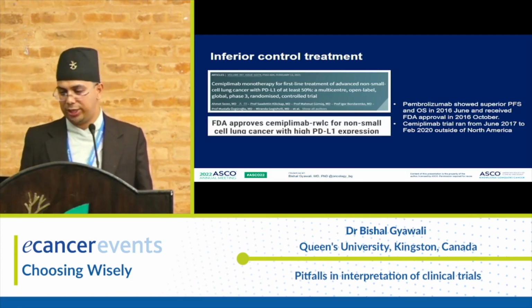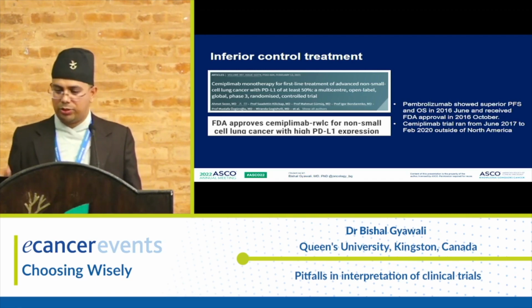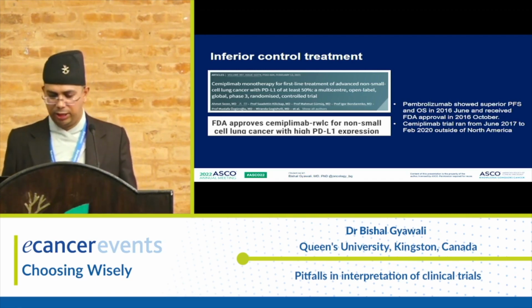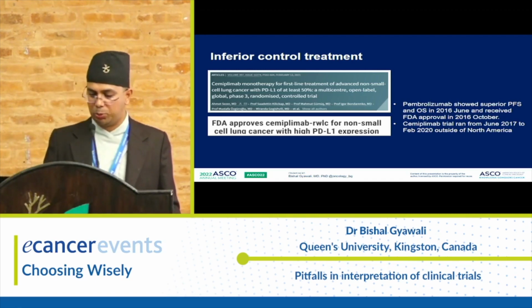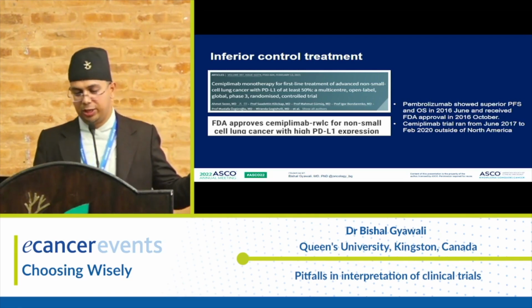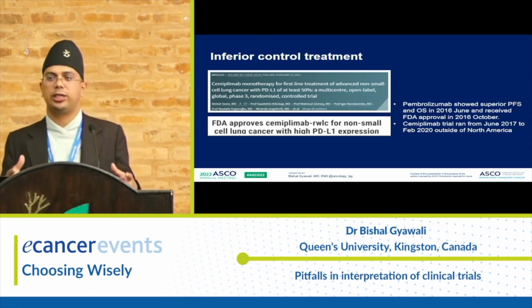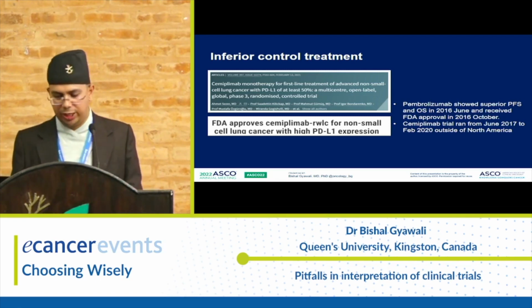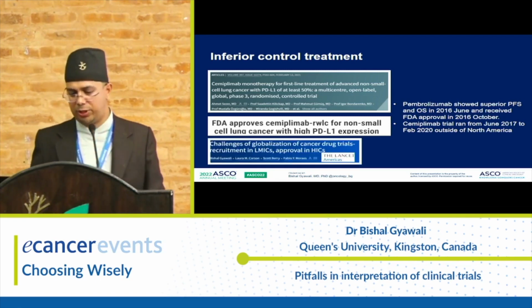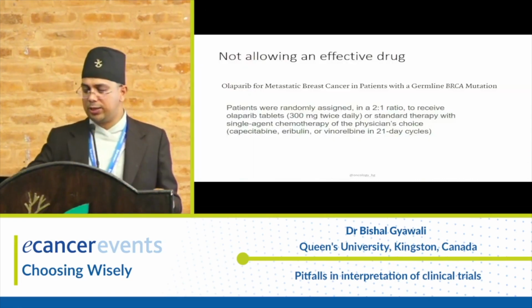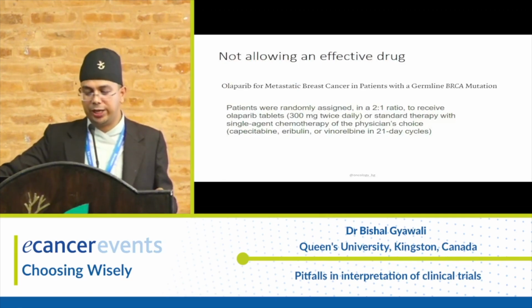That is inappropriate. And actually it got approval based on this, but we think that getting approval in the US based on using a trial that has a poor control arm that is being done in low and middle income countries is very inappropriate. And we have written about it more in this paper, which you can refer to. And the other example of inferior control is not allowing an effective drug.